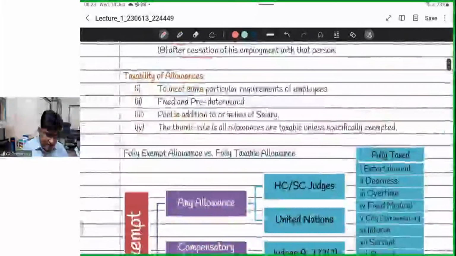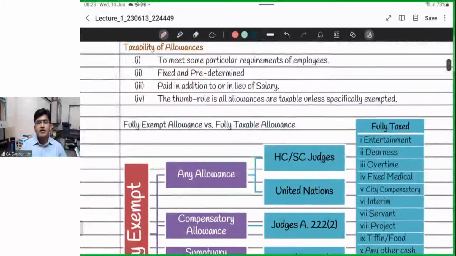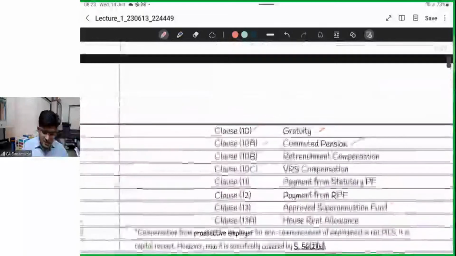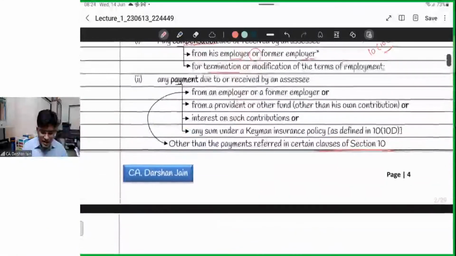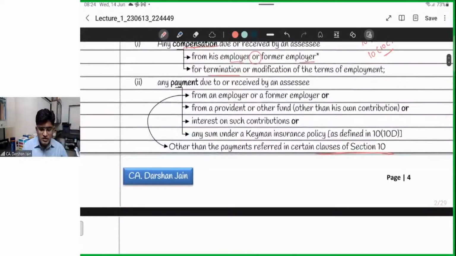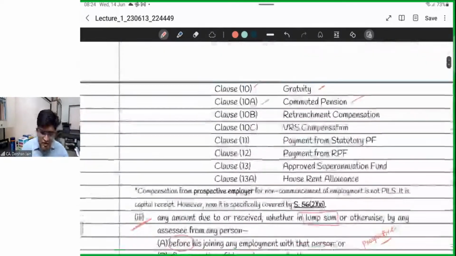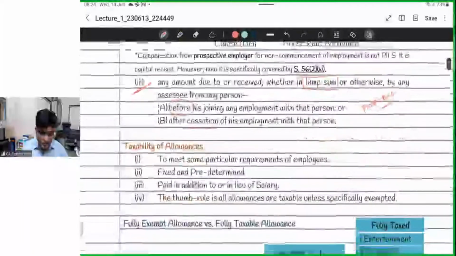Let's move further. Taxability of allowance. Profit in lieu of salary is defined to include any payment due or received by an assessee from an employer or a former employer. So whatever payment the employer is giving to an employee would be salary or profit in lieu of salary, by virtue of employment.